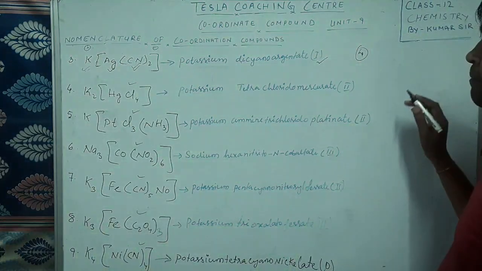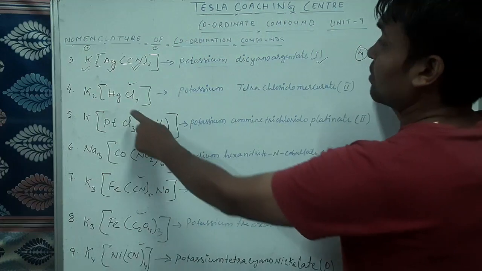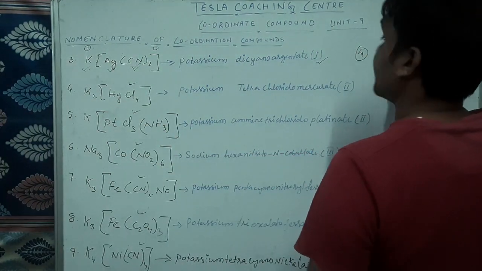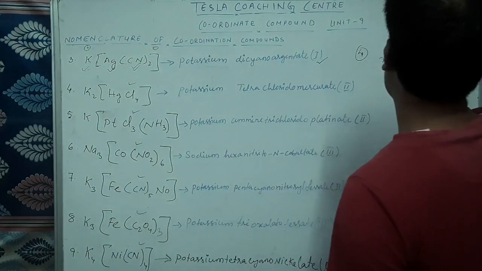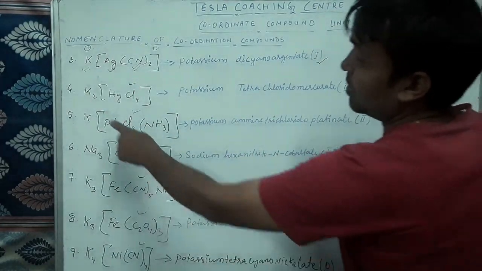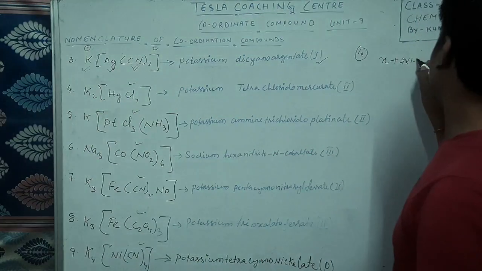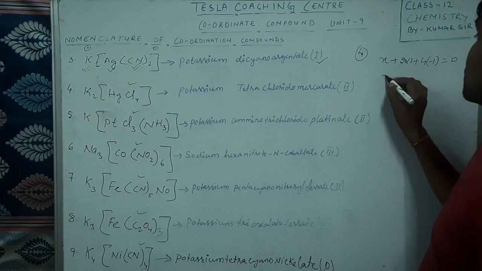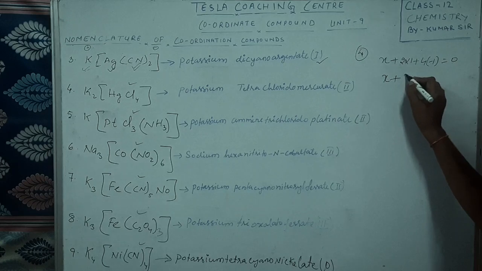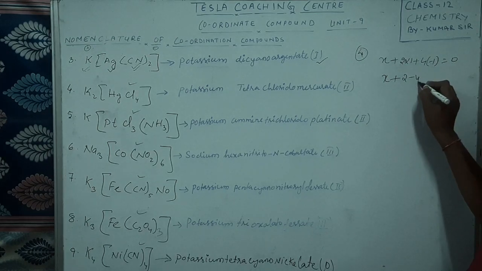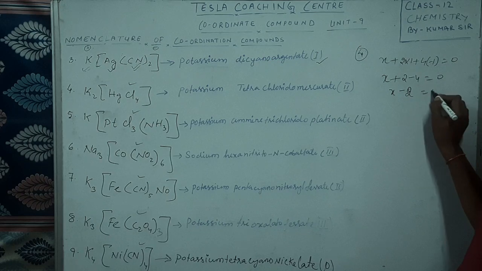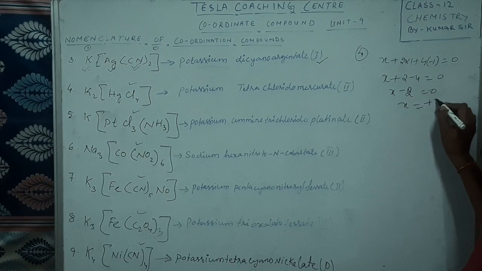Oxidation number. We are calculating for Hg, so let's assume it as X. K, how many are there? 2, and K's oxidation number is +1. Chlorine is how much? 4. What is the oxidation number of chlorine? -1. So X plus 2, and this one will become -4, equal to 0. So X minus 2 equal to 0, so X is equal to +2.